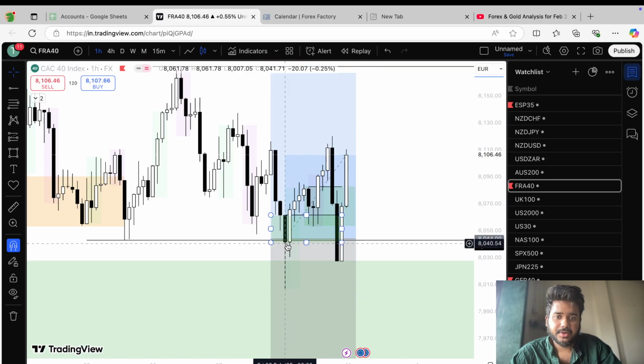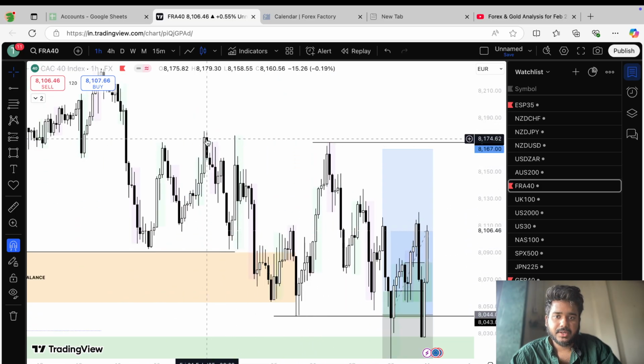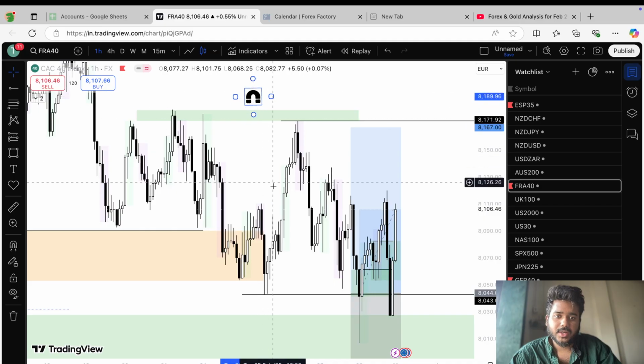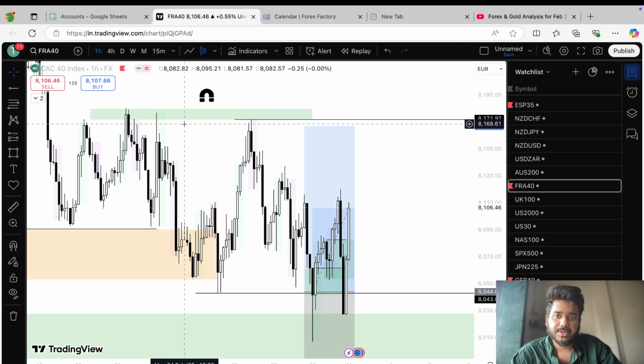I directly took an entry because I was seeing some reaction from this liquidity hunt above, hunt below, and we had some draw over here as well. If you look at this, these are some clean relative equal highs. So this is going to be a good draw for us. If you look at this, this is going to act as a magnet. Once one side liquidity is taken, then other side liquidity will be taken, right? So this is going to act as a magnet for us.